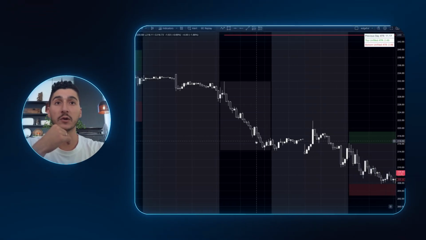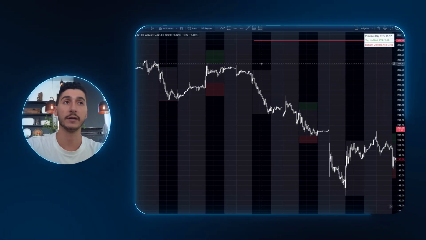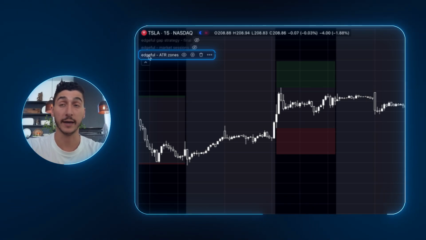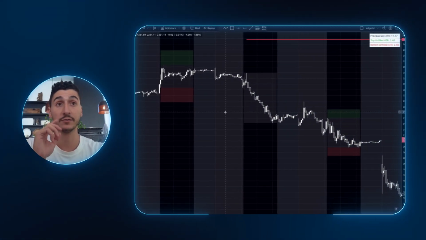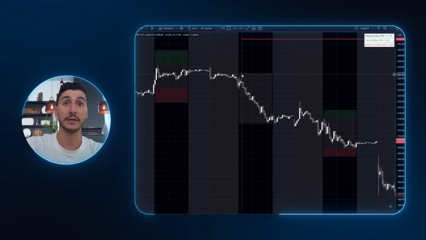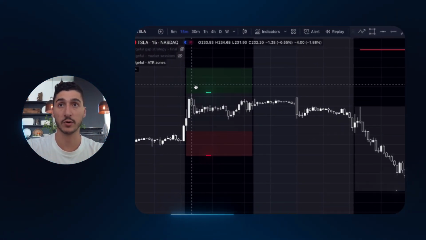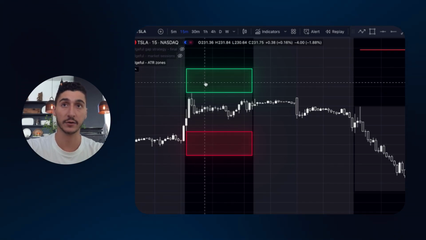So here is a quick example. This is Tesla right here, looking at the ATR zones, the custom indicator that we have. The ATR zones will show you the days that have exceeded ATR just because they're completely grayed out. There is no more ATR to the top or bottom side, like you can see right here.